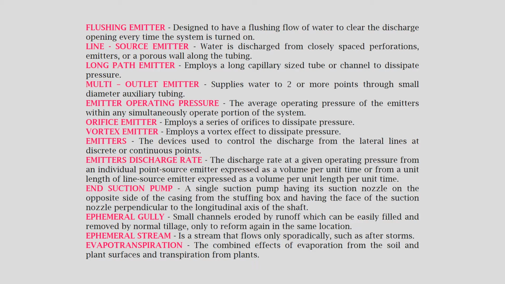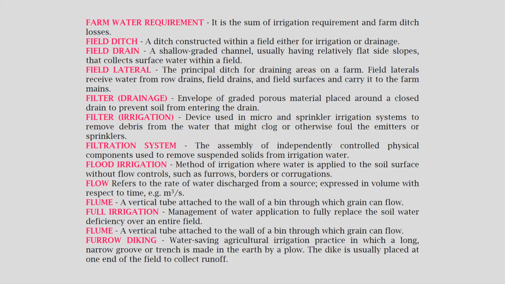Evapotranspiration. The combined effects of evaporation from the soil and plant surfaces and transpiration from plants. Farm water requirement. It is the sum of irrigation requirement and farm ditch losses. Field ditch. A ditch constructed within a field either for irrigation or drainage. Field drain. A shallow graded channel, usually having relatively flat side slopes, that collects surface water within a field. Field lateral. The principal ditch for draining areas on a farm. Field laterals receive water from row drains, field drains, and field surfaces and carry it to the farm mains.